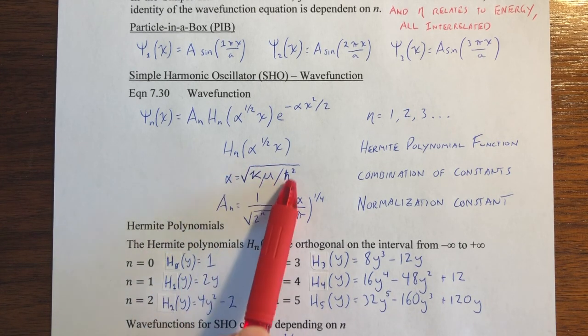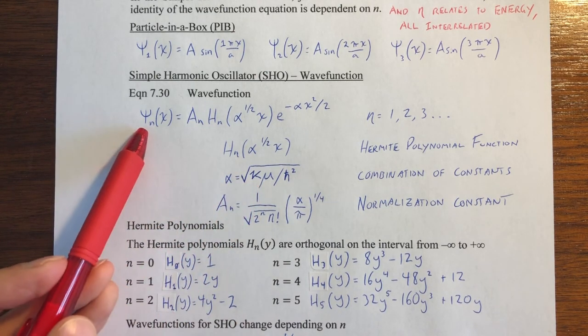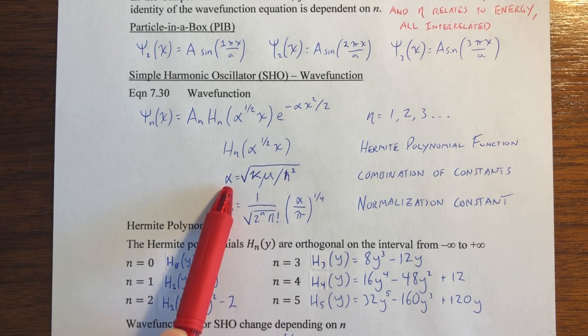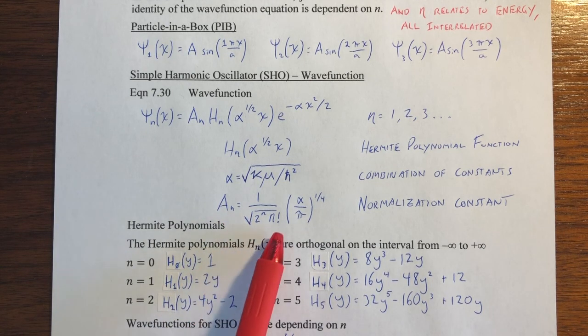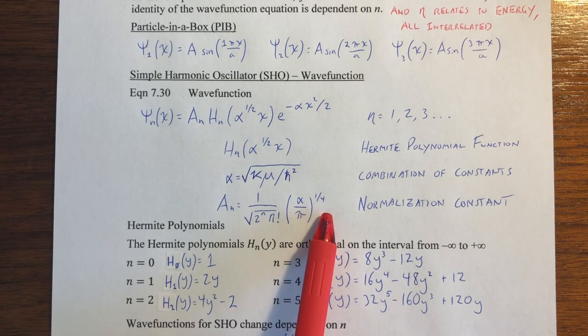So our alpha, as we see in the future, is not really going to change. It will affect our wave function depending on what the masses of our systems are, but for the equations, alpha is just a combination of constants that is independent of n, and so we're going to just keep alpha as alpha. A is our normalization constant, and that is equal to this expression here, 1 divided by the square root of 2 raised to n times n factorial. So that's the first time that we've seen a factorial in this class, multiplied by alpha divided by pi raised to the 1/4.